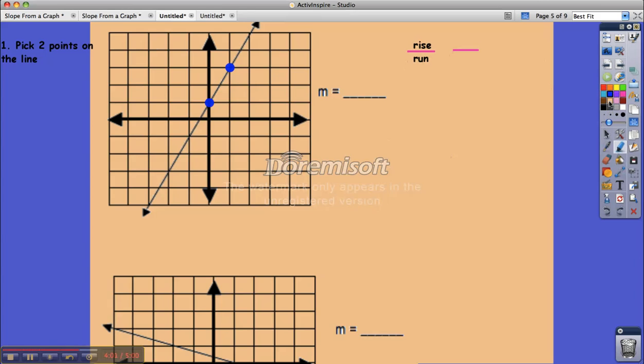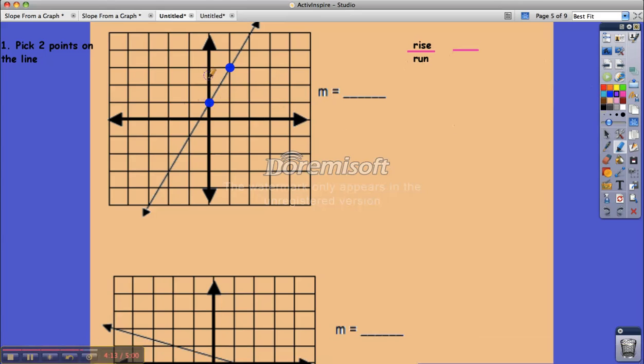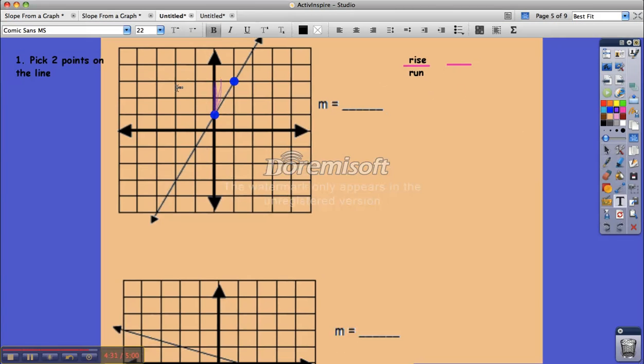So I'm going to get back out my handy dandy highlighter. Rise means up and down. Perfect, up and down. So I'm going to start with one of my points and I'm going to figure out how much I am moving up or down. So since the other point is up, I'm going to go up. So I'm going to rise 1, 2 points. So notice, I don't know if you can see this purple since it's on the y-axis. I'm going up 2. So my rise is positive 2 since it was up.